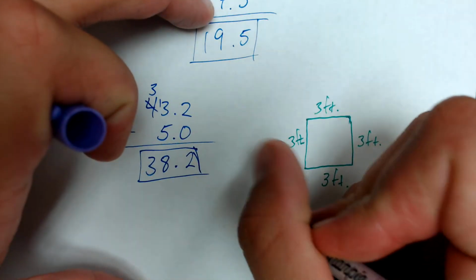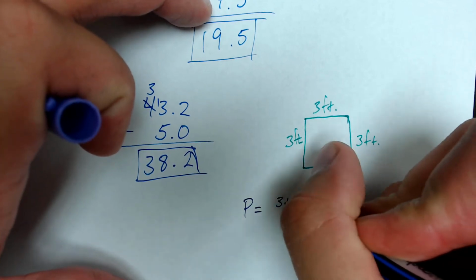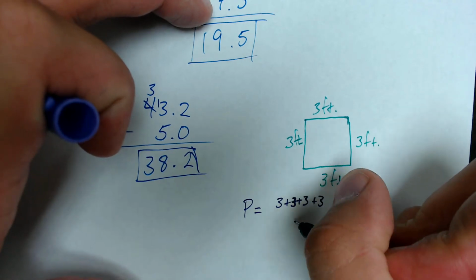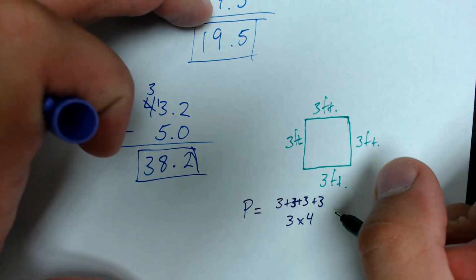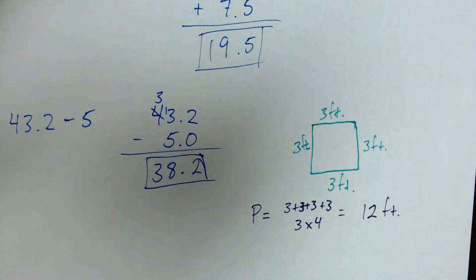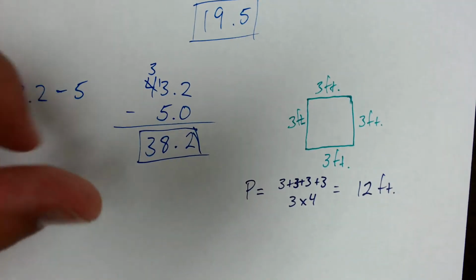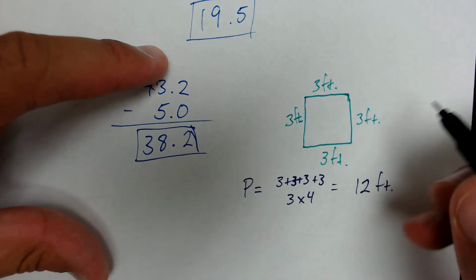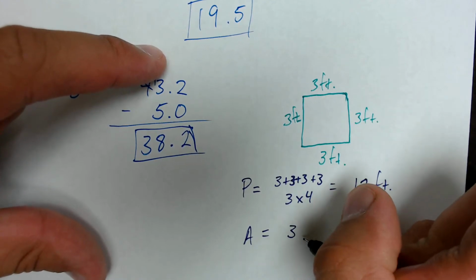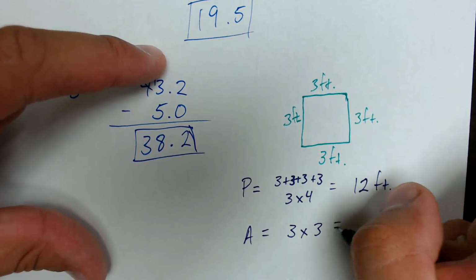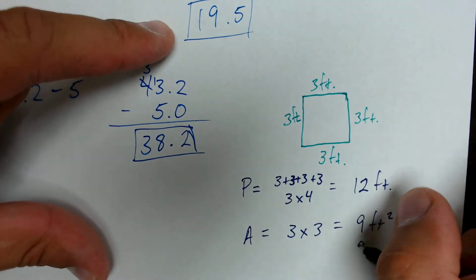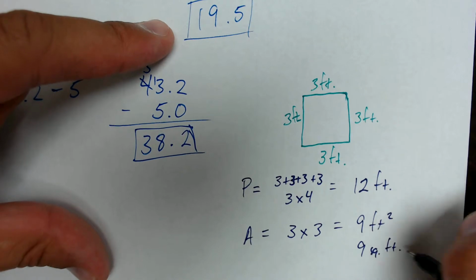All right, so perimeter can either equal 3 plus 3 plus 3 plus 3, or it could just simply be 3 times 4. And both of those are going to give us 12 feet, right? And then if we need to find the area, all we have to do is take 3 times 3. So the area of a square is going to be the side times the side, or 3 times 3, which will give us 9 feet squared, or we could say 9 square feet.